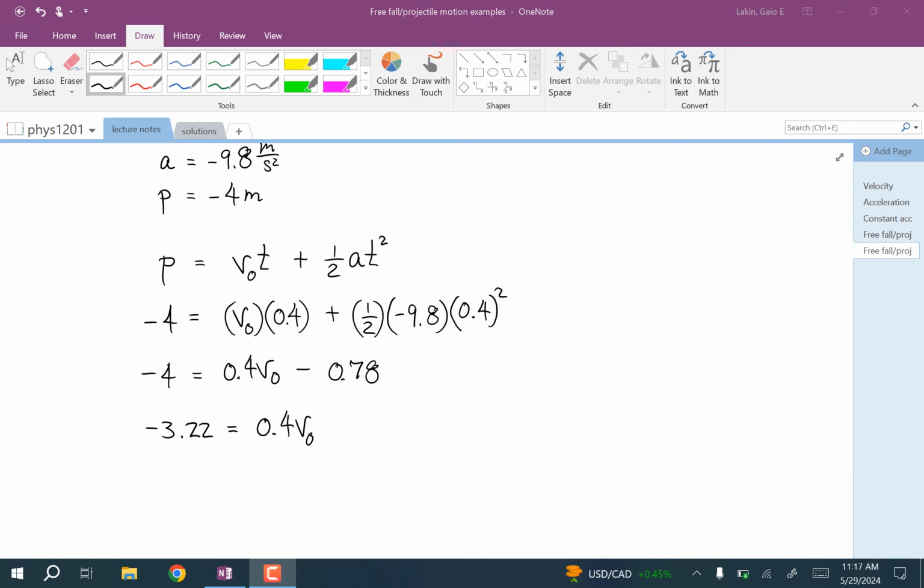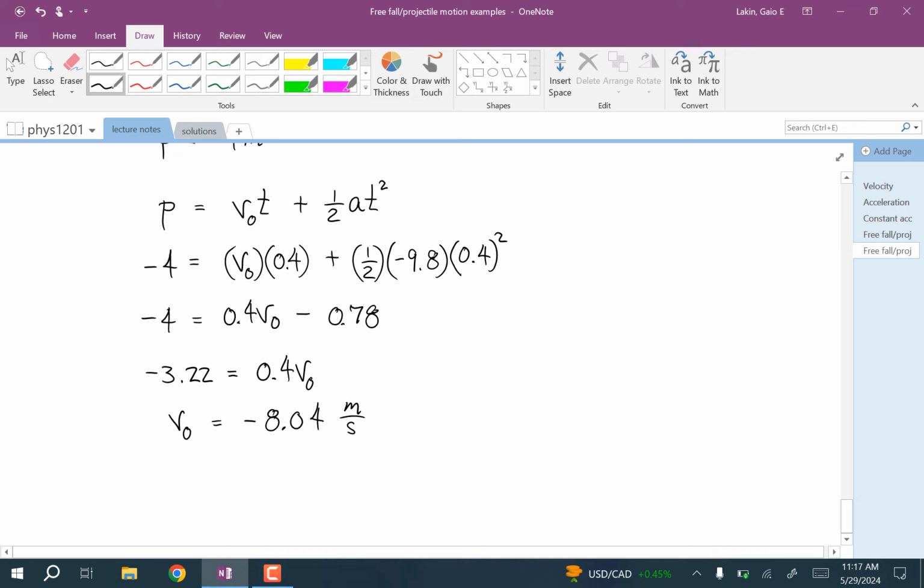Divide both sides by 0.4 and you get that v sub 0 is equal to negative 8.04 meters per second. Now it's worth thinking for a second, does that sign make sense? In any case where the sign is given to you, that can sometimes help you figure out whether something went wrong in your calculation. In this case, this ball was thrown straight down. We're calling that negative, so it does make sense that when this ball is thrown, it has a negative velocity.